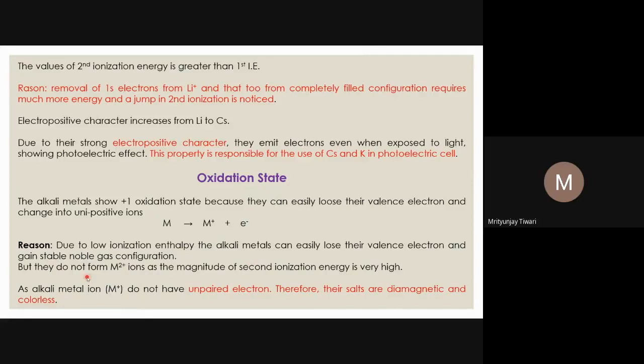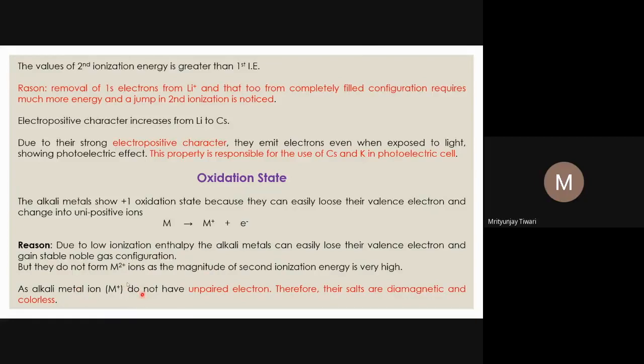This is what we have already seen. But they do not form M2 plus ions, because I have explained the second ionization enthalpy is very high for them. So we need to provide a very high energy, and that we usually do not do. That is not energetically efficient, because if you have to provide a lot of energy for your purpose, that is not a feasible form for us in chemistry. That is why we usually don't talk about the second ionization enthalpy when we talk about the oxidation state of alkali metals.